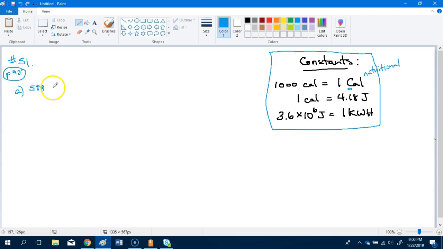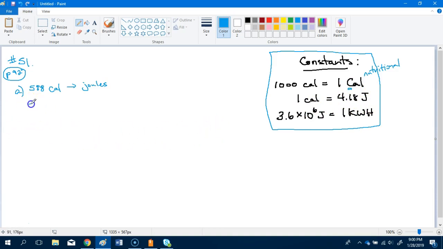So the first conversion that they want to do is 588 calories to joules. And this is a good one to start because it's a straight conversion from calories to joules. And for that one, we're going to use the conversion factor that 1 calorie is equal to 4.18 joules.